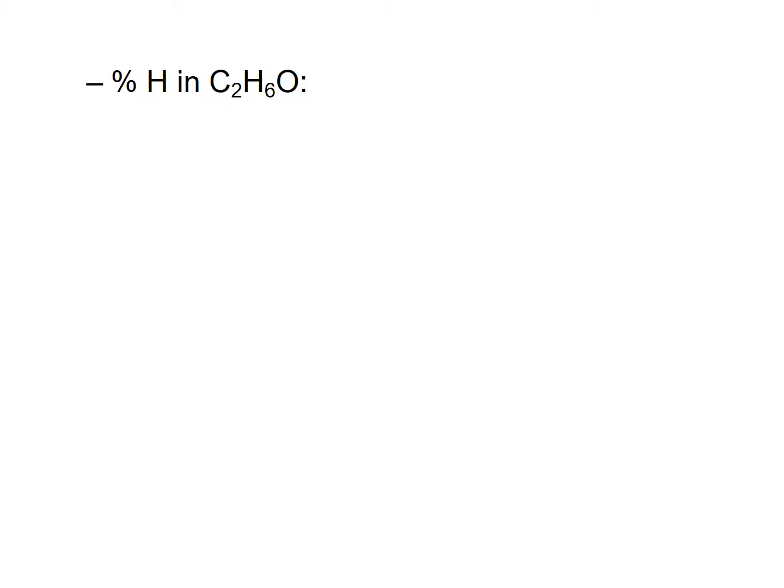We'll do another example. We will calculate the percent hydrogen in this compound, C2H6O, and that compound could be ethanol. Adding up the molecular weight, 2 carbons, 6 hydrogens, 1 oxygen from the periodic table, I get 46.01 atomic mass units.